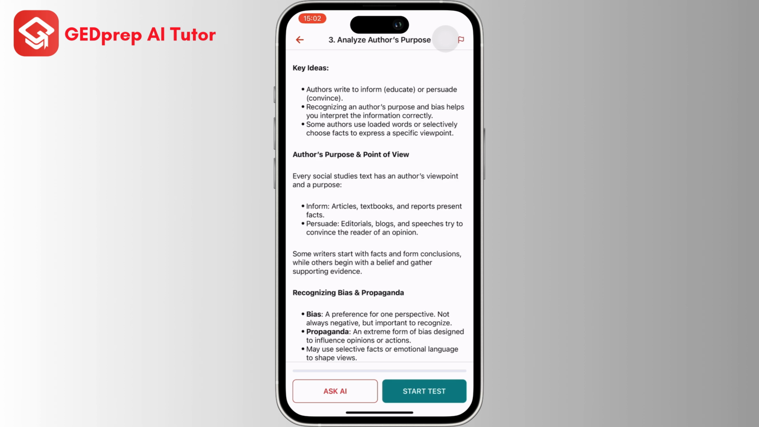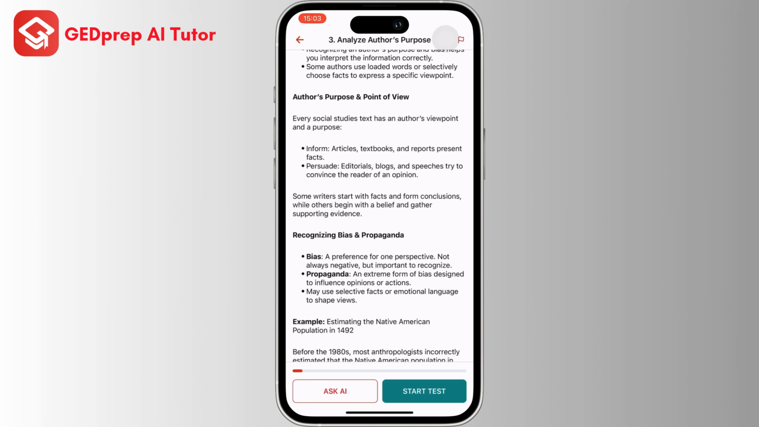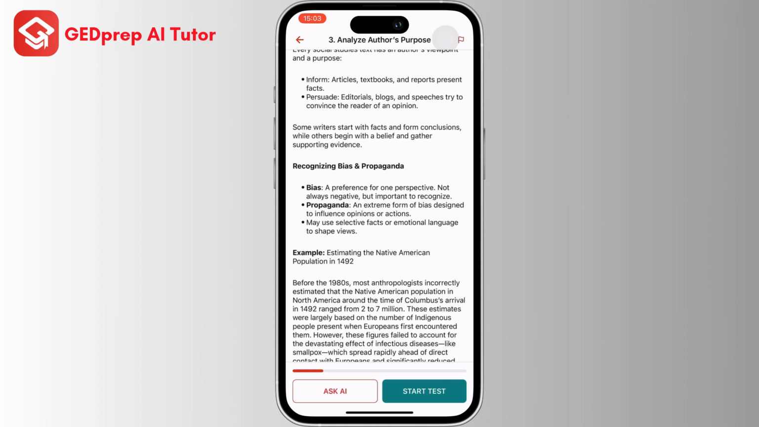Author's purpose and point of view. Every text you read has both a purpose and a point of view. Informing. Articles, textbooks, and reports are designed to present factual information. Persuading. Editorials, blogs, and speeches often aim to influence your opinion. It's also important to note how the author works with evidence. Some writers begin with facts and draw conclusions. Others may start with a belief and then search for evidence to support it.